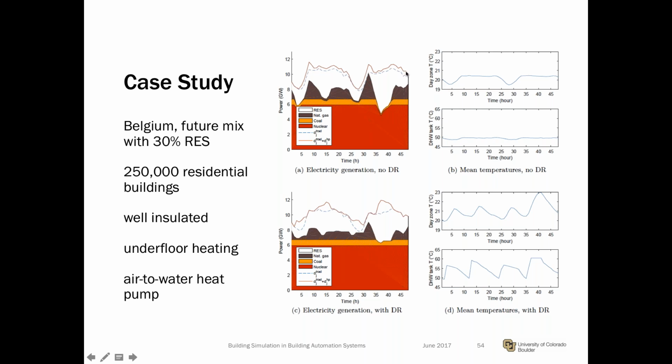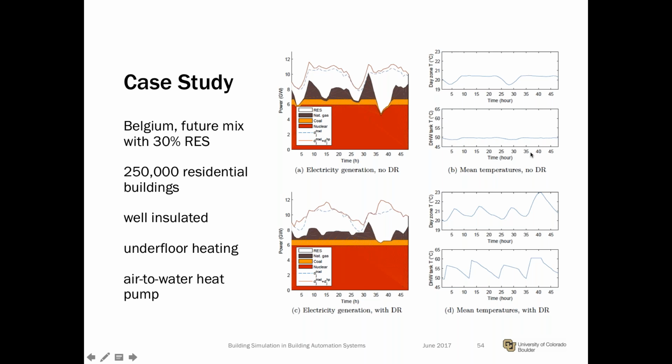And the difference between the solid total and the dashed line is what is due to the heat pumps that we're using to serve those 250,000 homes. Under standard operation, we can see the buildings kept at about 20 degrees Celsius and the hot water tank at about 50. Not too interesting.